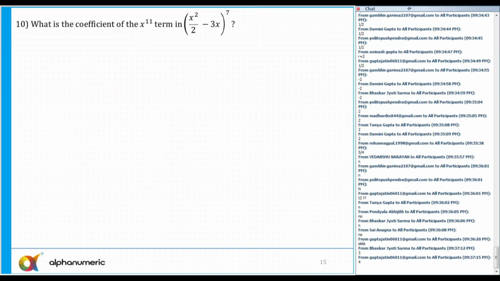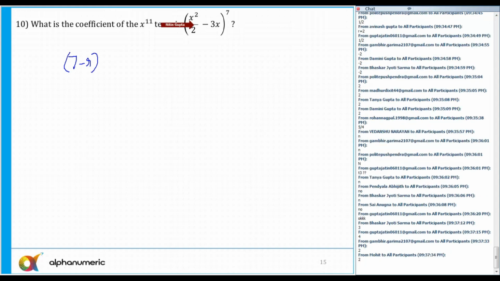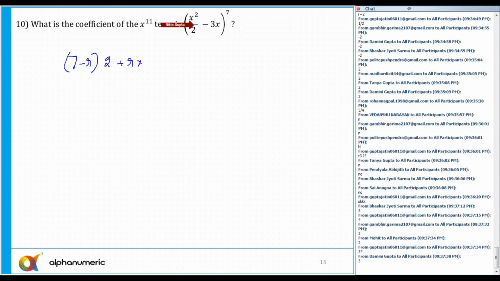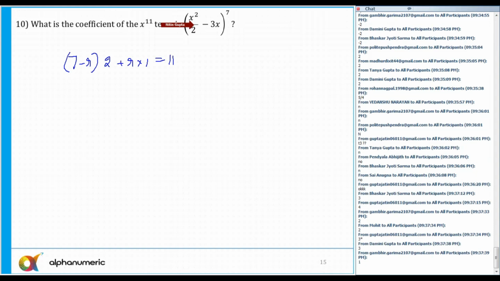Okay, here also I can use that shortcut. 7 minus r into power of x in the first term, it is 2. So that is into 2. Plus r into power of x in the third term, that is equal to 1. And make it 11. Instead of 0, put it equal to 11. So after solving this, can you tell me what is the value of r?